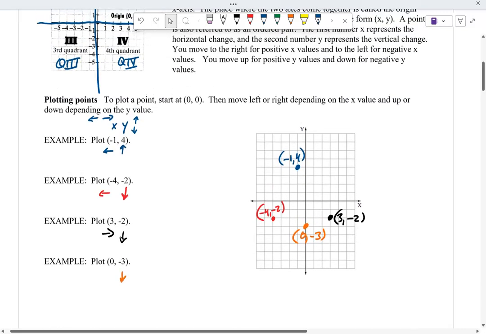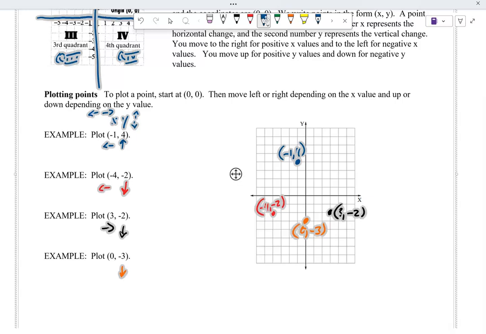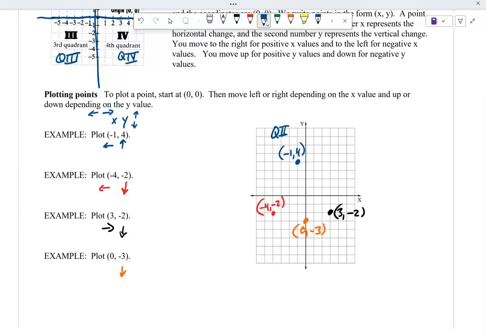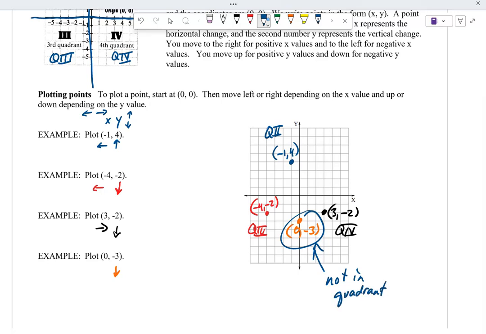Let's also talk about what quadrant they're in. That blue one, (-1, -4), would be in quadrant... Good. The red one would be... the black one. Quadrant 4. What about the orange one? Trick question. That's not in a quadrant. It's right on an axis, right? That's right on the y-axis. That one's not in a quadrant there.